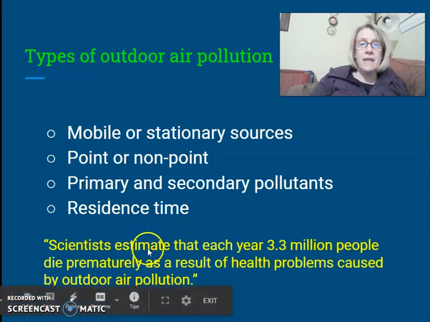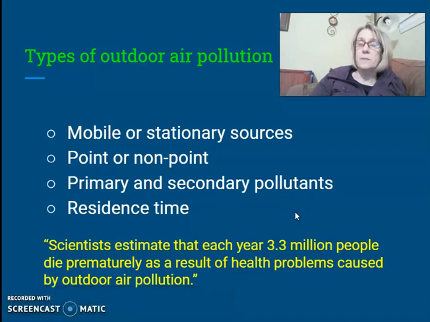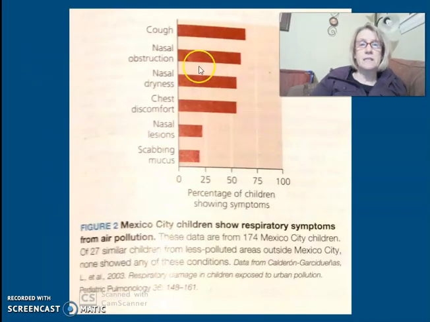All right, and then here's a quote just to point out how important air pollution monitoring and reduction is, because it really does play a role with people's health. Okay, and here's just a graph showing some of the various symptoms of children in Mexico. So Mexico City has an historic problem with air pollution. And you can see mostly what we're going to talk about are respiratory symptoms for the most part.